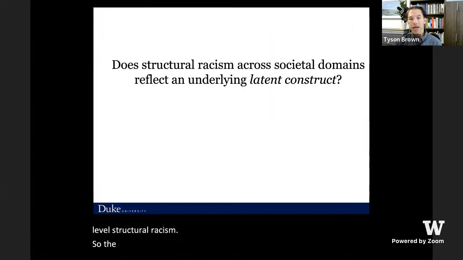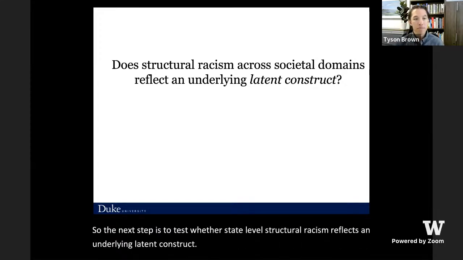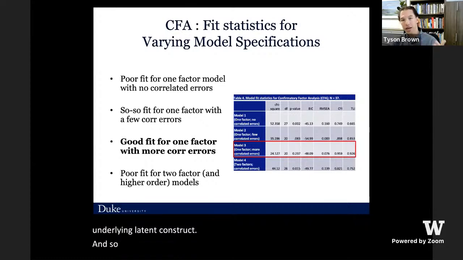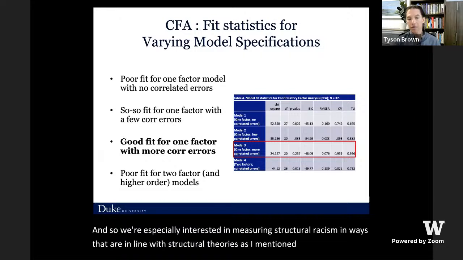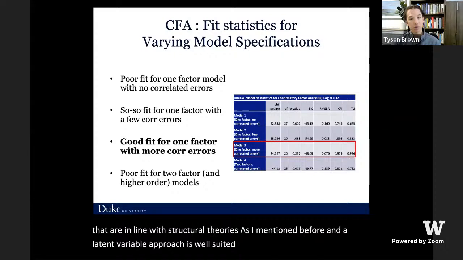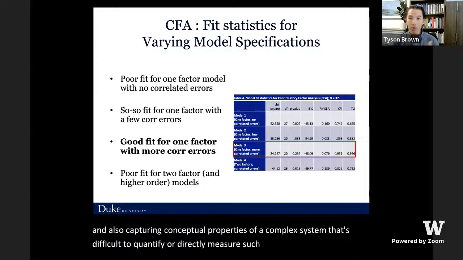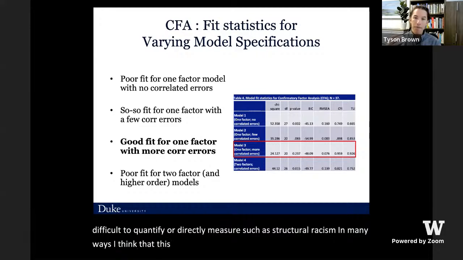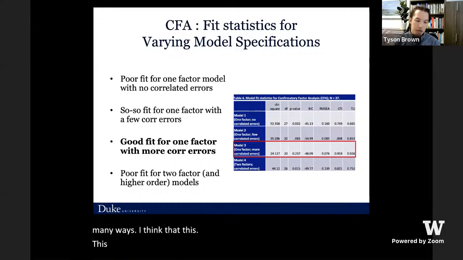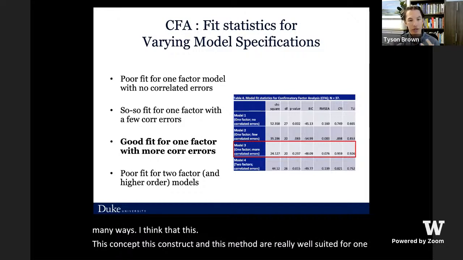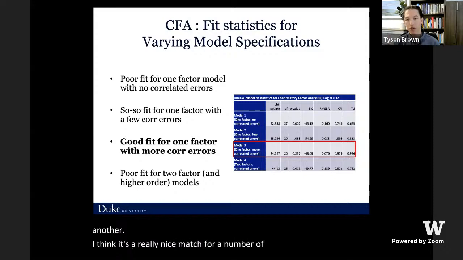So the next step is to test whether state-level structural racism reflects an underlying latent construct, right? And so we're especially interested in measuring structural racism in ways that are in line with structural theories, as I mentioned before. And a latent variable approach is well suited for minimizing measurement error and also capturing conceptual properties of a complex system that's difficult to quantify or directly measure, such as structural racism. In many ways, I think that this concept, this construct and this method are really well suited for one another. Yeah, I think it's a really nice match for a number of reasons. We can talk about that during Q&A.